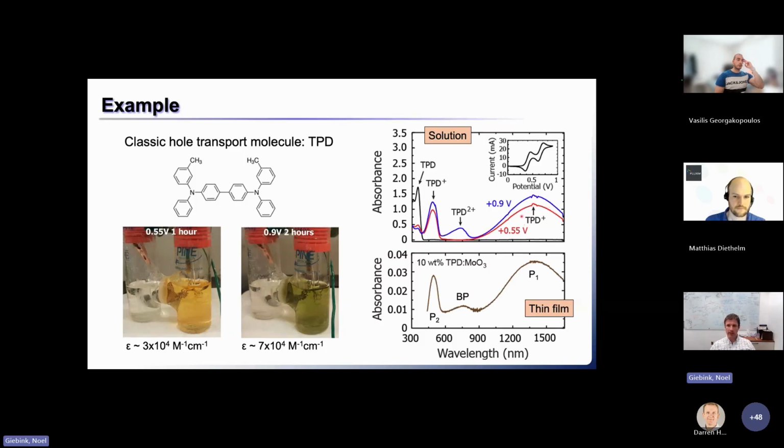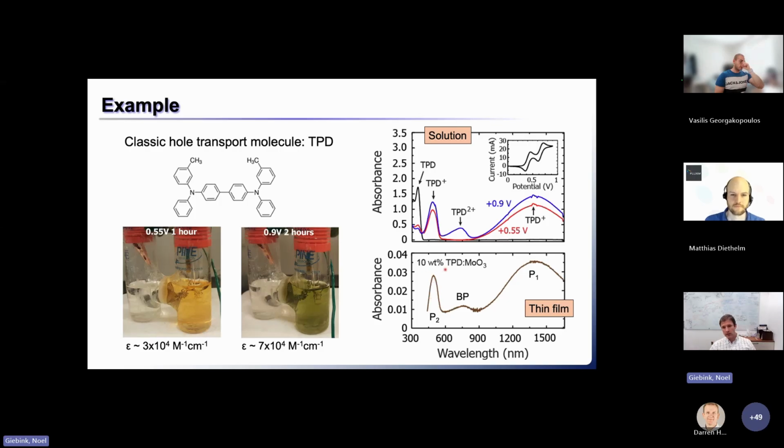One in the near infrared out here, that's the P1 transition, and then one in the blue over here, which is what we call the P2 transition. And then if you oxidize it at its second oxidation wave, you get a green solution, and that's because of the emergence of the dication transition here in the red. All of these transitions are evident in thin film.